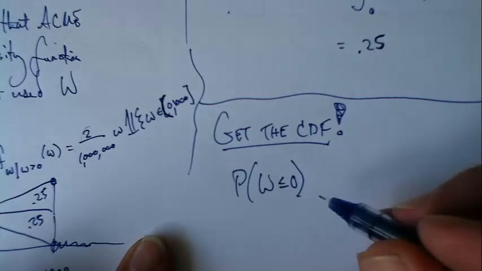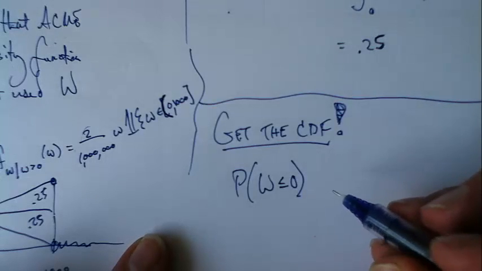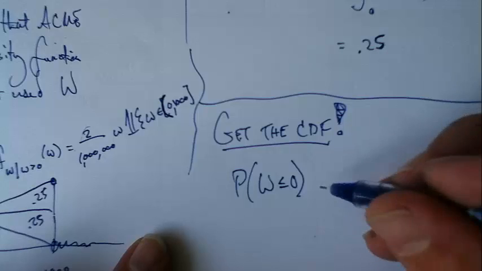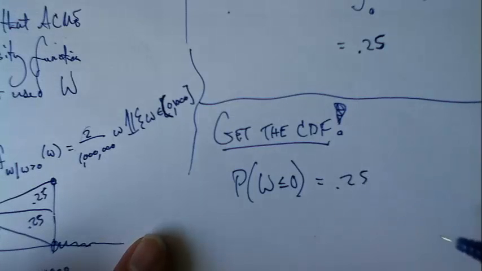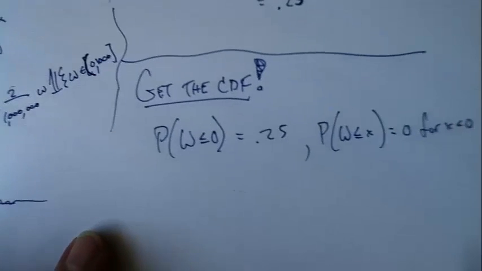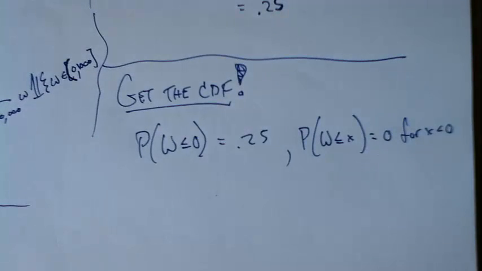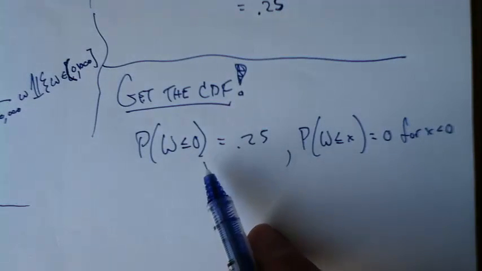Now I know what it is for this, right? The chance that W is less than or equal to 0 is going to be a quarter. And also the chance that W is less than or equal to any number x is going to be 0 for x strictly less than 0. I know that too. There's sort of a jump there at 0, right?